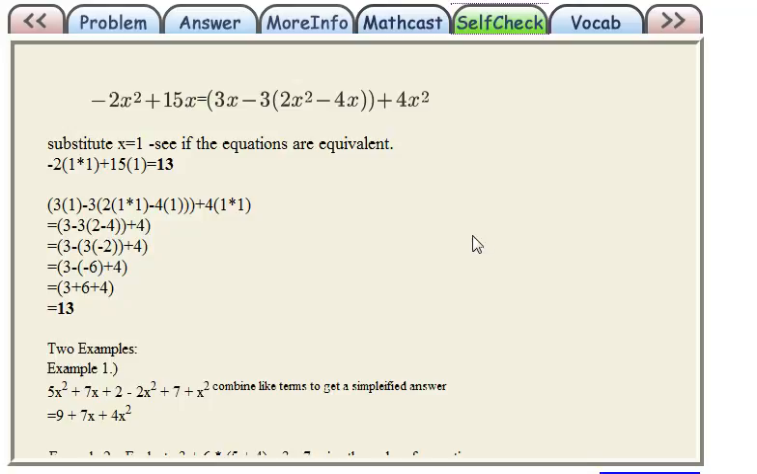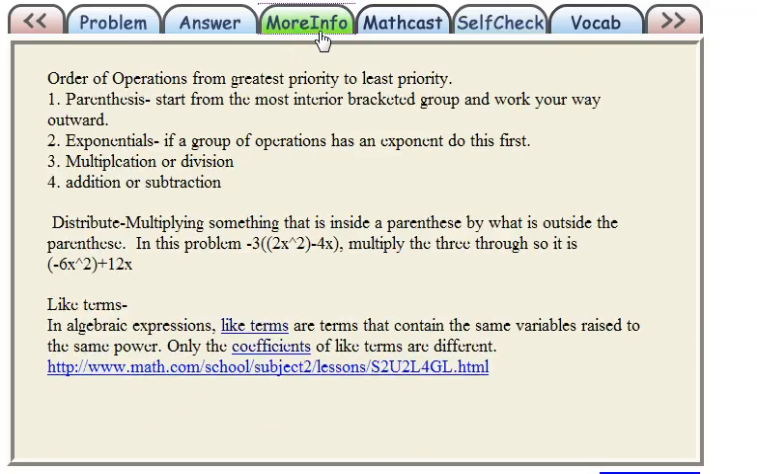And then I also have two examples of both combining like terms and order of operations, just to make sure they have the background information on that. Another thing I noticed in this problem was they need to know the order of operations. So in the more info button, I have order of operations: parentheses first, then exponential stuff, multiplication, division, and then addition and subtraction.